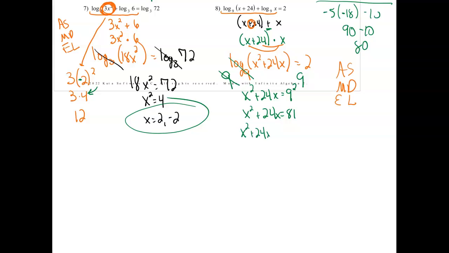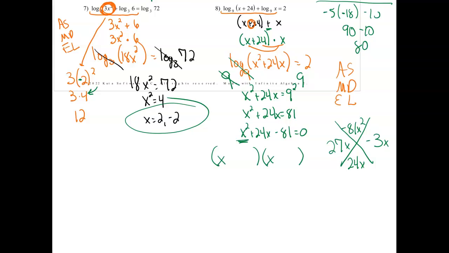And from there, I'm going to factor. So I need factors of negative 81 that make 24, and those are going to be a positive 27x with a negative 3x. I can do my parentheses, and x is enough to make the x squared, and then x times a positive 27 make this 27x, and x with a negative 3 makes this one. Now I can do the zero product property, what makes each factor 0, and that would be 3 and negative 27. So again, we have a log problem.